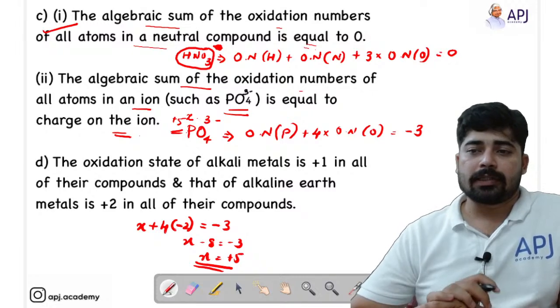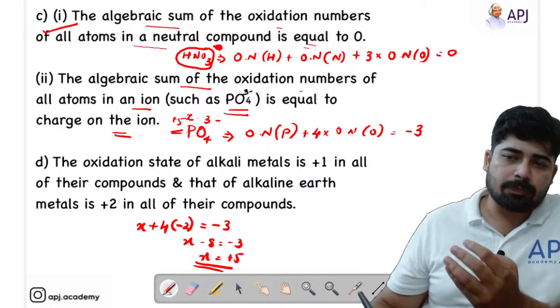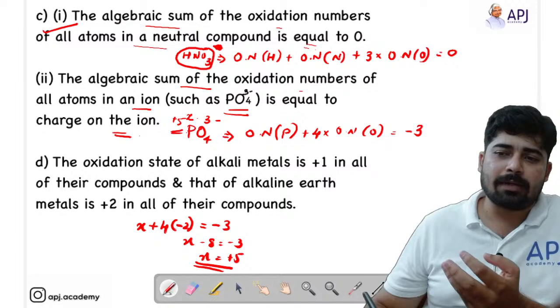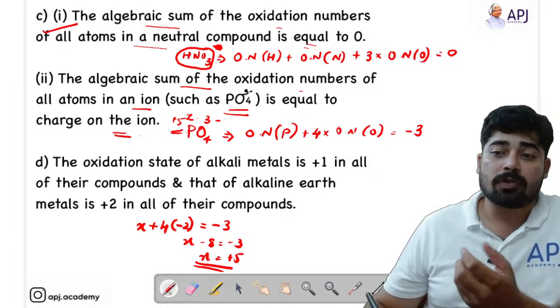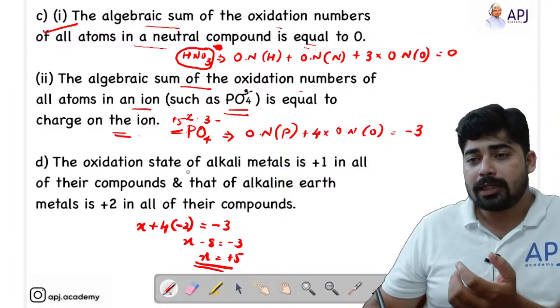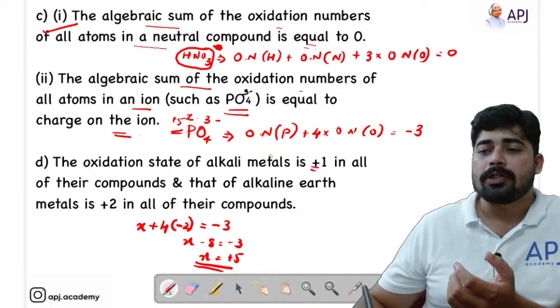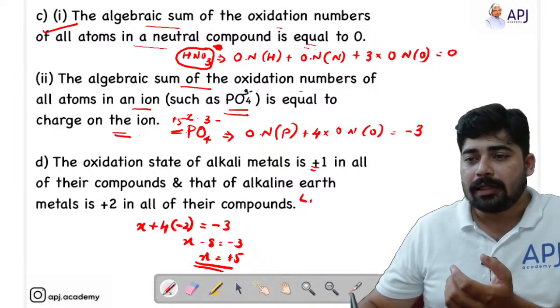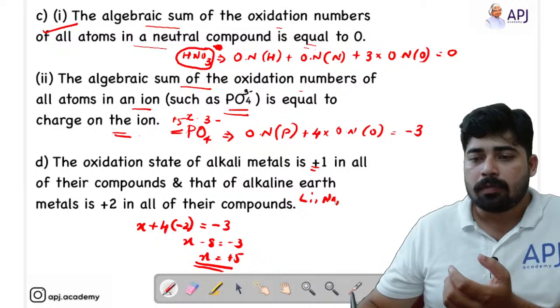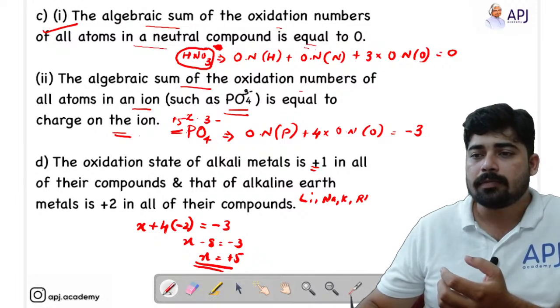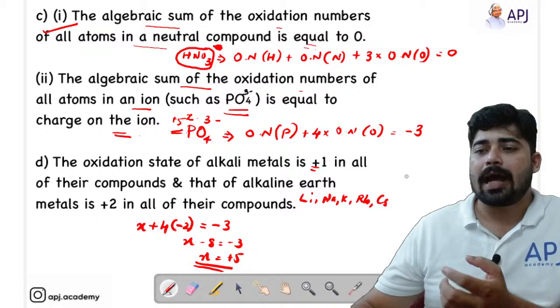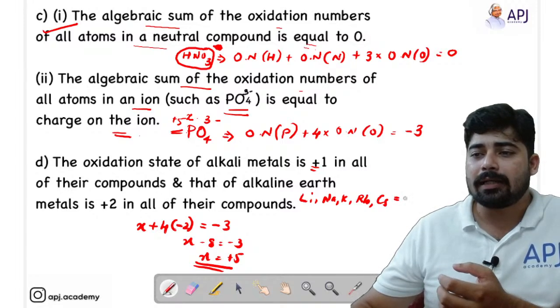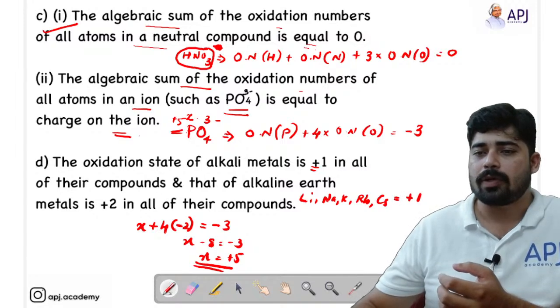Now, the next point. From this point onwards, we are going to study the oxidation numbers of each element. So, the oxidation state of alkali metals is +1. So, dear students, what are alkali metals? Lithium, sodium, potassium, rubidium and cesium. These are the alkali metals, and all these alkali metals have oxidation state +1.